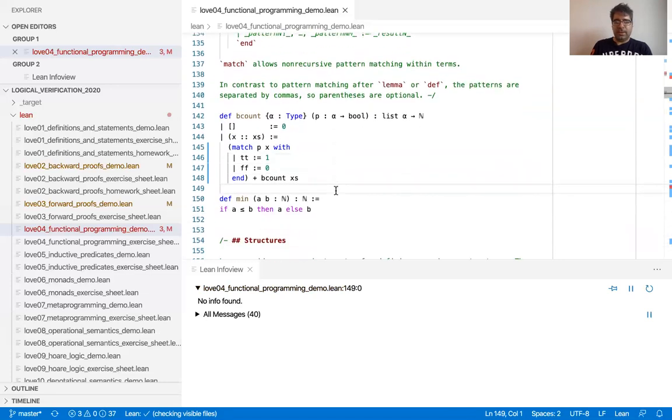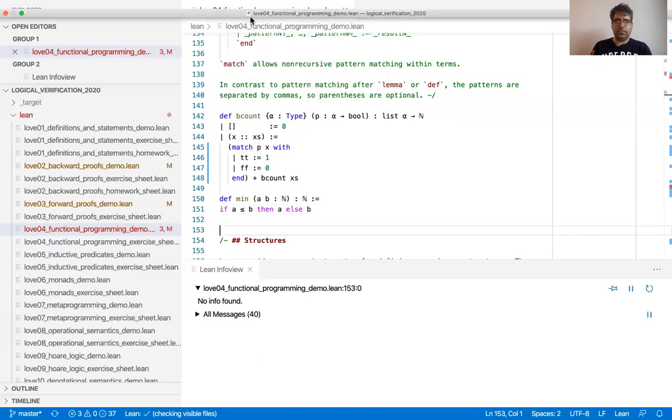And there's not only match, there's also if then else. If then else works with propositions, right? So in some sense you're matching on the two possible cases of A less equal B here, and in one case return A, in the other case return B. So it's closely related to match. This is the minimum function. And of course, we could define max in a similar way.